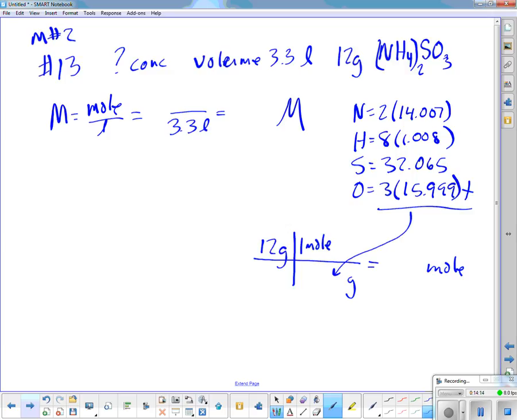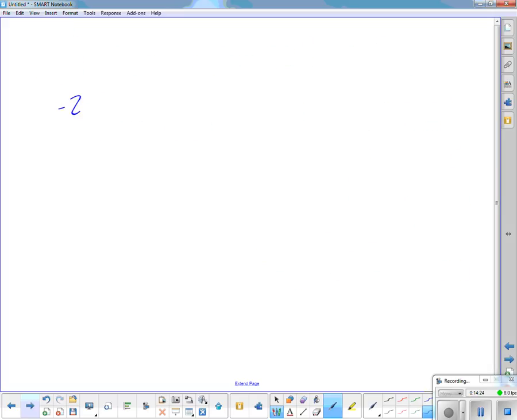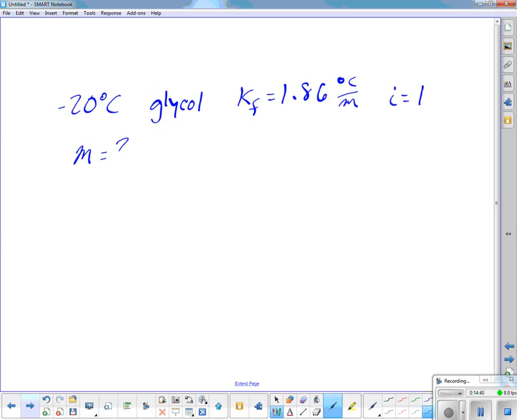Number 9 asks: a solution of propylene glycol in your car's radiator has a freezing point of -20 degrees. What is the molality? And the water is 1.6. Okay, so it wants to find the molality. This is colligative properties number 9.